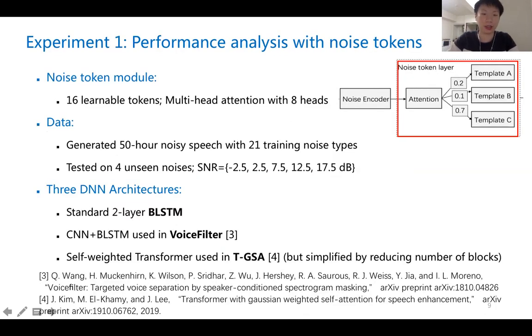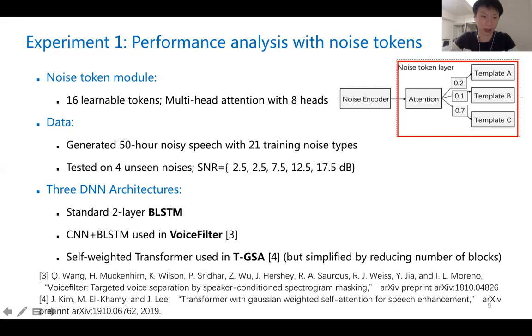Next, let me introduce the experiments. We analyze the system performance with and without noise tokens. The noise token module is composed of 16 learnable tokens, and for the attention model, we use multi-head attention with 8 heads. We generated 50 hours of noisy speech using 21 noise types as the training set and tested on 4 unseen noises.